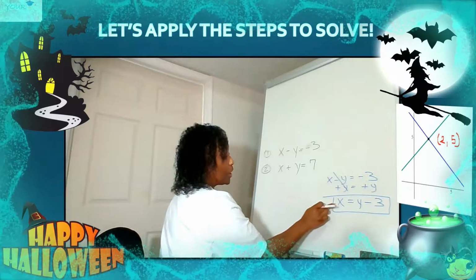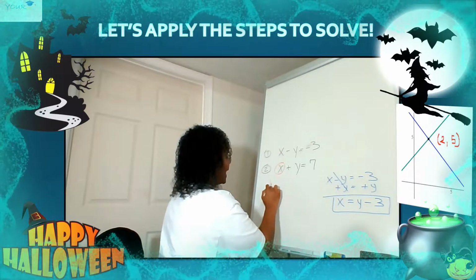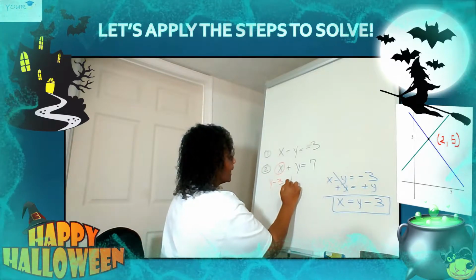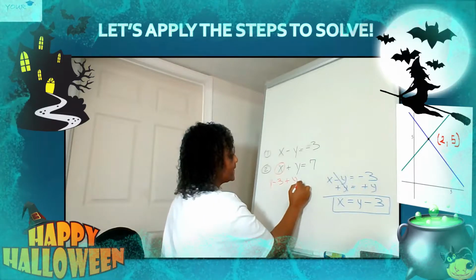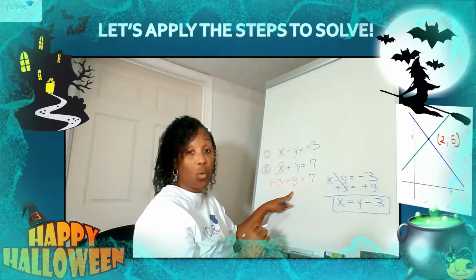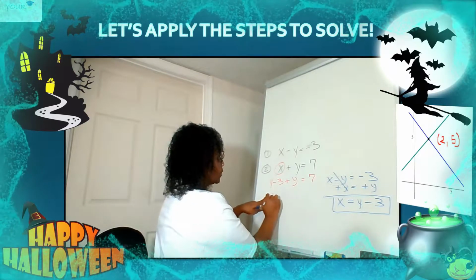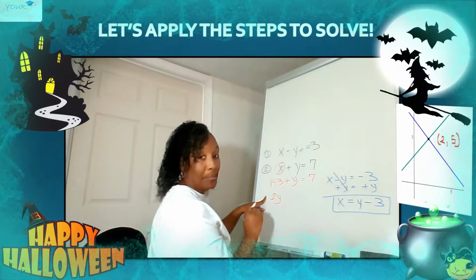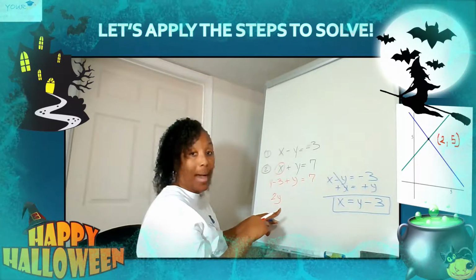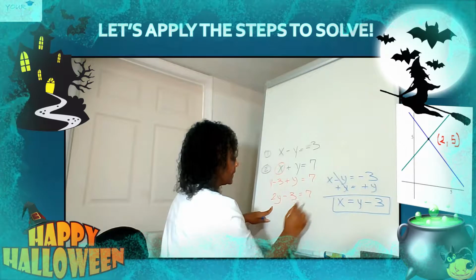Here I know that the value of x is y minus 3. Now I'm going to bring down my y, which is a positive y, equals 7. Now I'm going to solve this equation. Here I have two y's. That's going to give me 2y because both are positive, and when I add them together, I get 2y. I'm going to bring down my -3 equals 7.